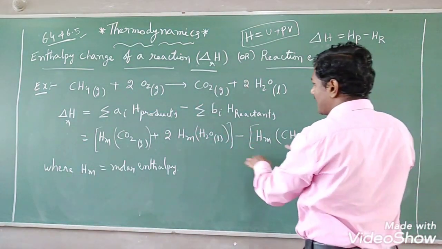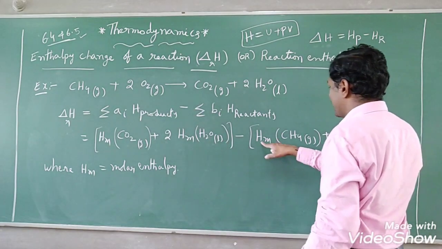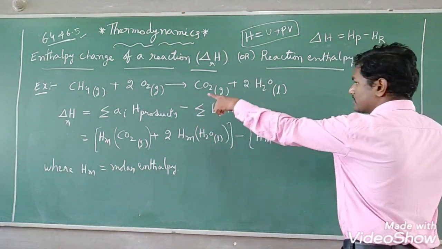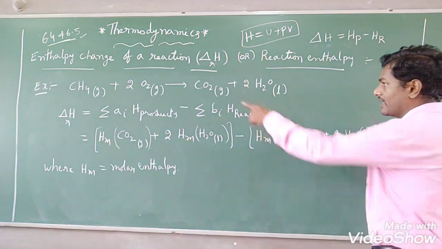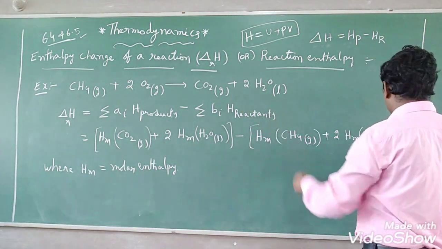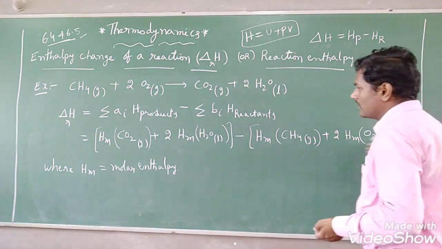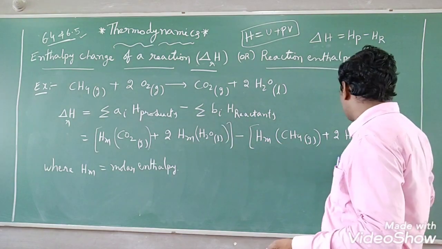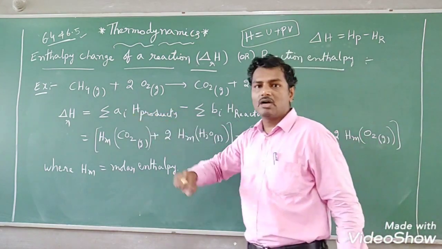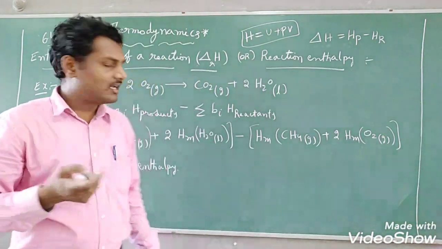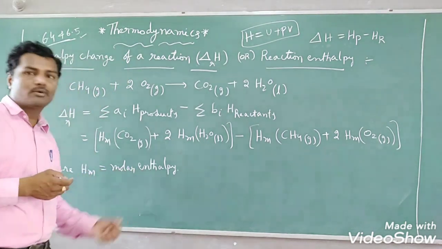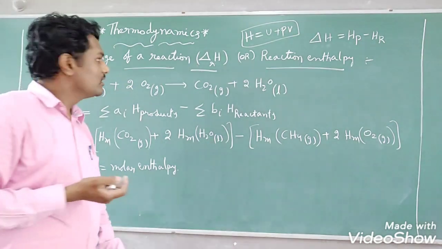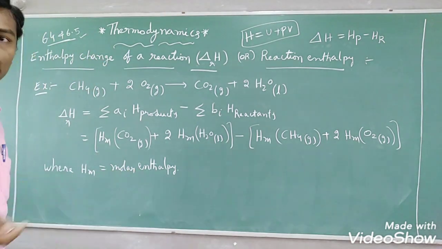The same thing you can apply with respect to CH4. Molar enthalpy HM of CH4 gaseous state plus coefficient 2, as written, HM of O2 gaseous state. So the sum of enthalpies of products minus the sum of enthalpies of reactants is nothing but the enthalpy change of the reaction. Here HM is nothing but molar enthalpy, students. I hope everybody understood. Copy this.